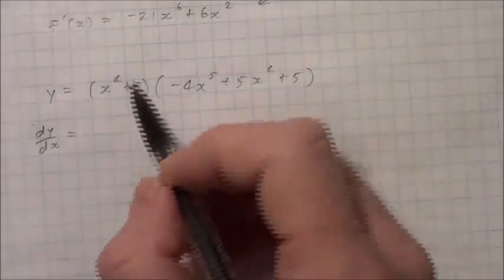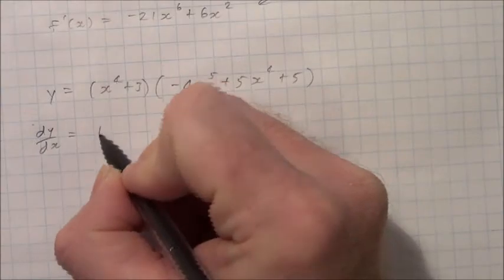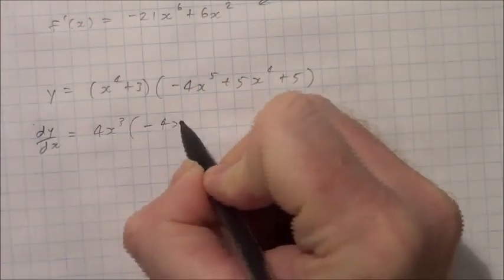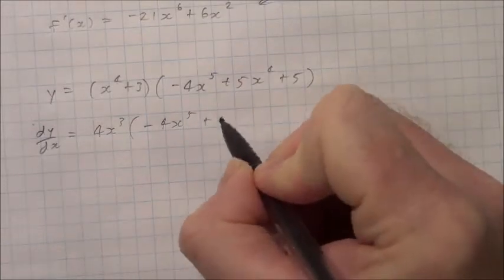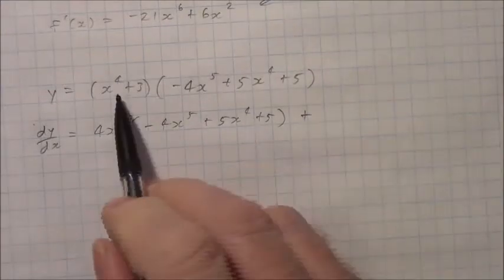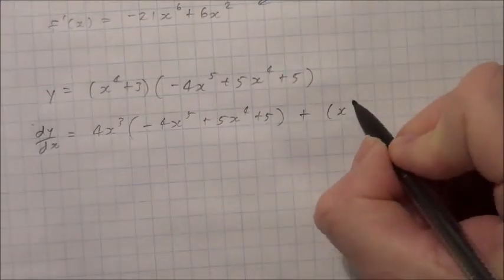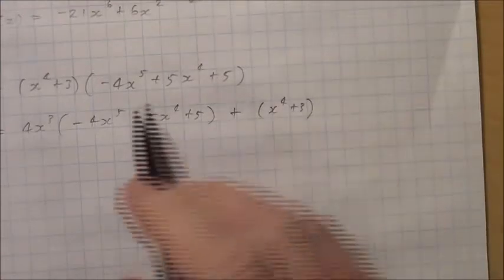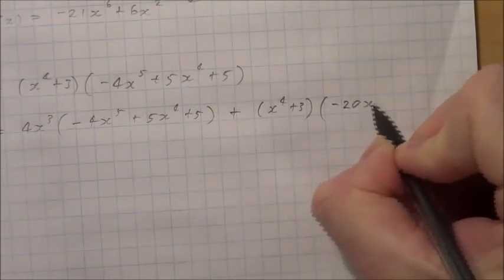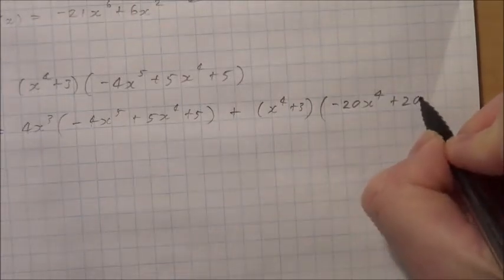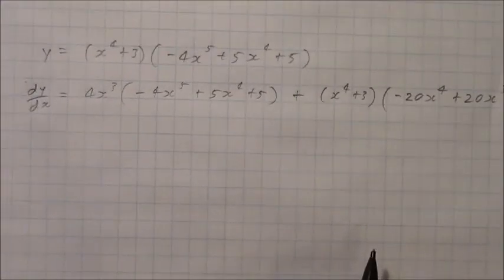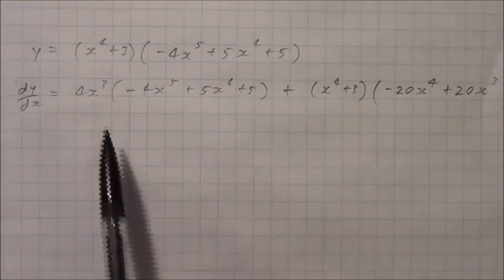So we'll take the derivative now. We take the derivative of the first, so it's 4x cubed, and we multiply that by the second, negative 4x to the power 5 plus 5x to the power 4 plus 5. We just leave that alone, and then we add the first, leave that one alone, and then we take the derivative of the second here. Negative 20x to the power 4 plus 20x cubed. Okay, so the derivative is now finished. That's the gradient function right there.